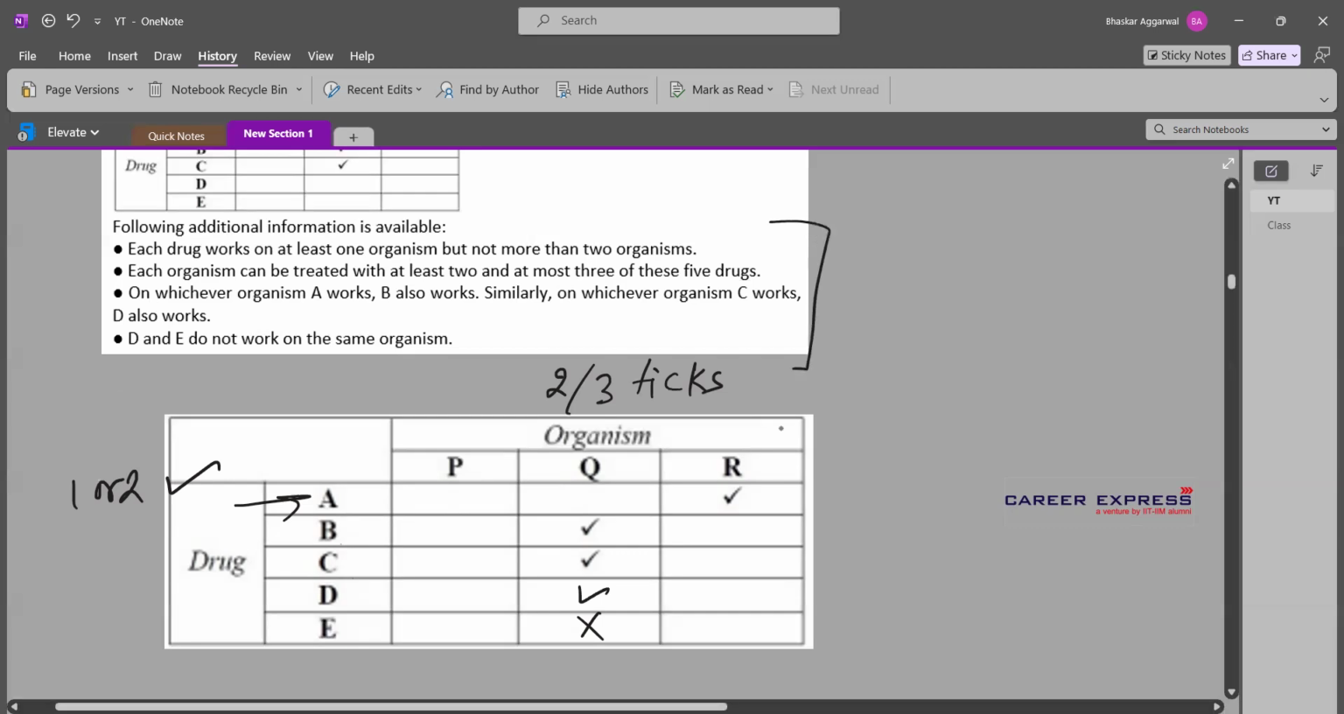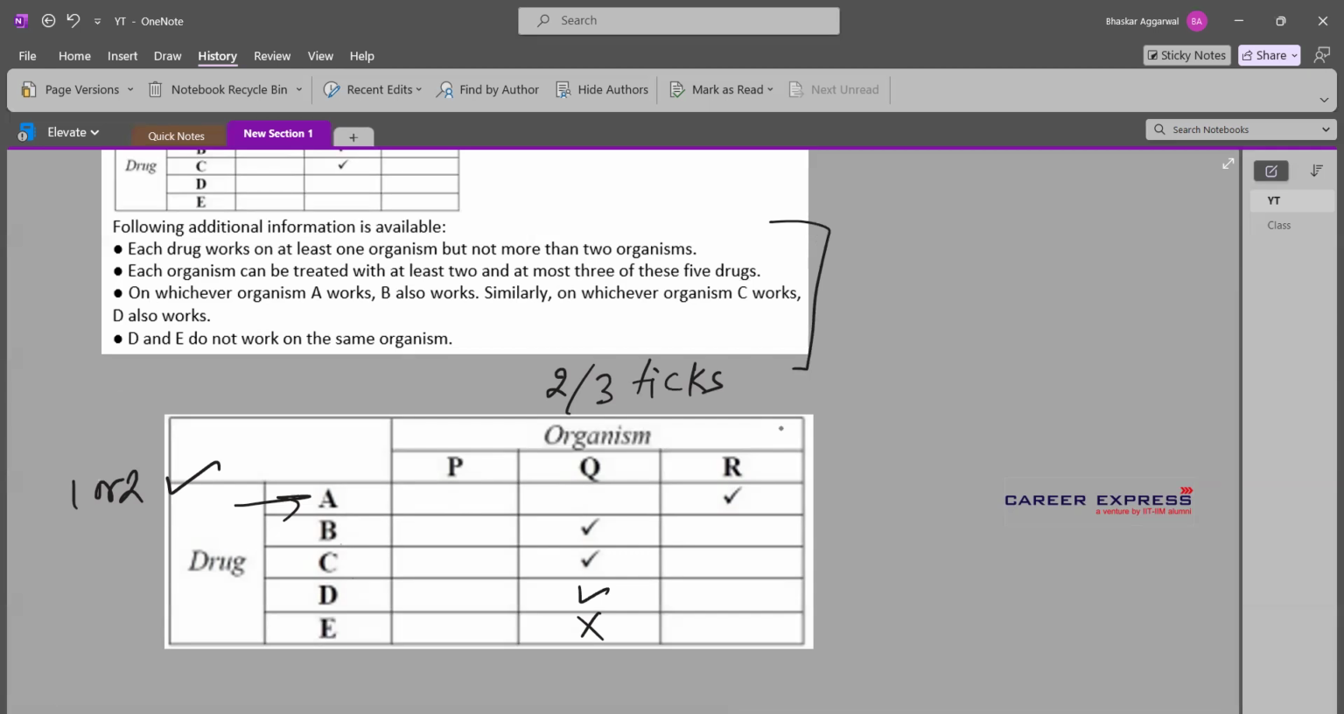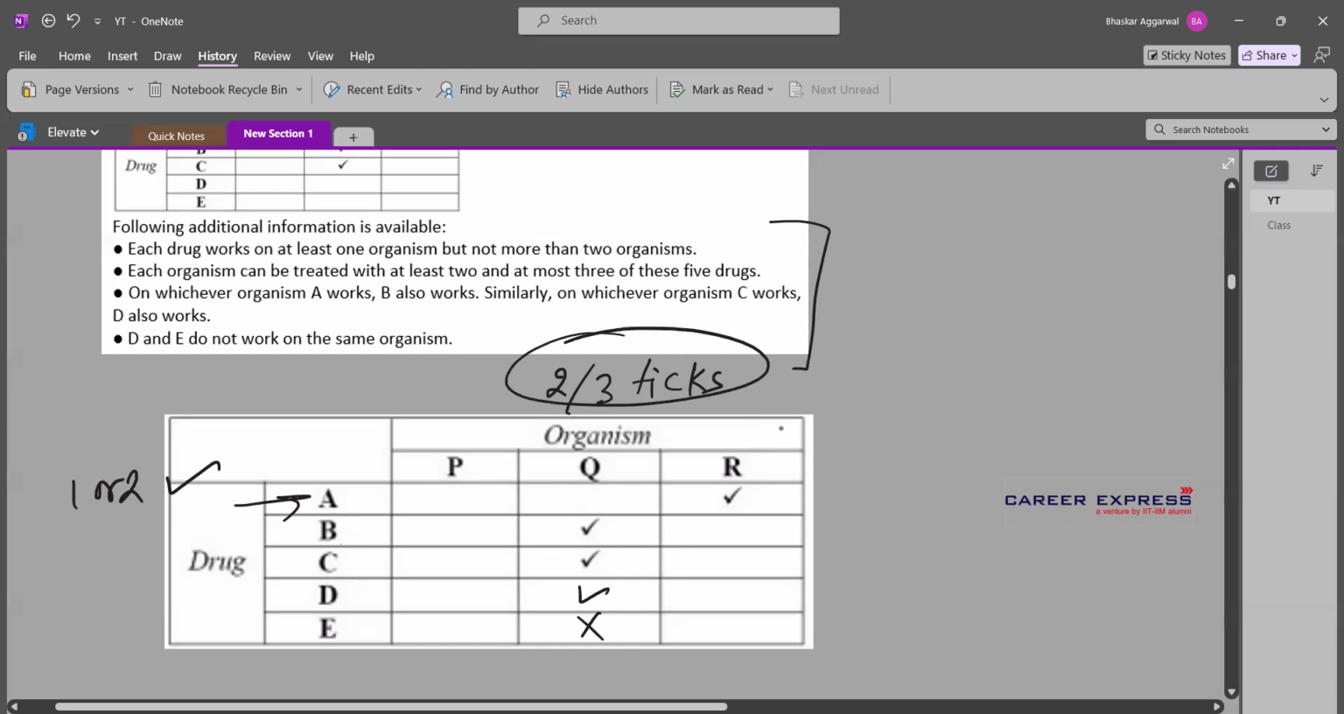Now let us start from the top again. Each drug is at least one. Okay, so we have discussed that in one column there can be 2 or 3 ticks. So in this column there are already 3 ticks. That means A does not work on Q, right? So if A does not work on Q, A works on R, that means B must work on R. Point 3 says if A works, then B also works on that organism. So A works on R, so B also works on R.